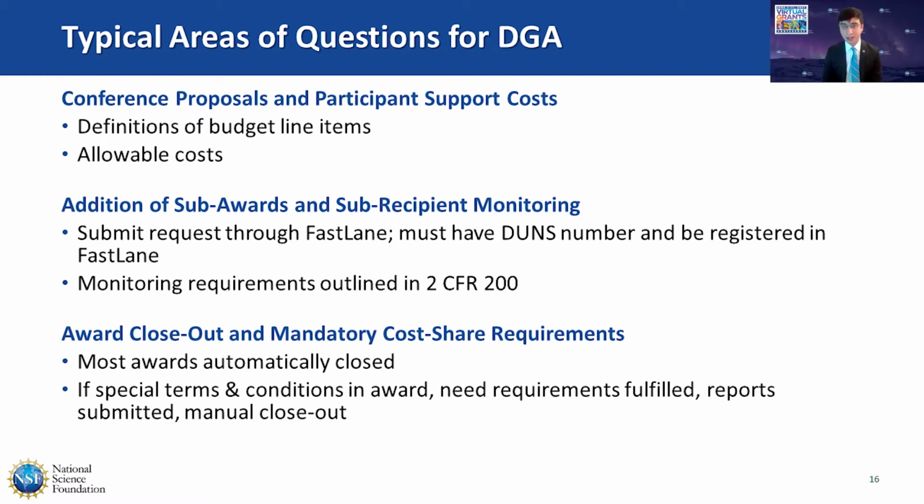For award closeout, for the most part, NSF has automated this process. However, if an award contains a special term or condition, or if some certain reporting requirement needs to be filled prior to closeout, and here, for instance, an example would be if an award has cost share reports that need to be submitted, DGA will work with the program office and you to make sure that these are fulfilled before authorizing the closeout. Next slide, please.